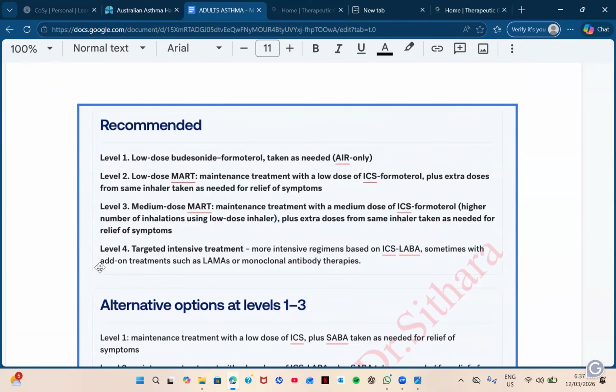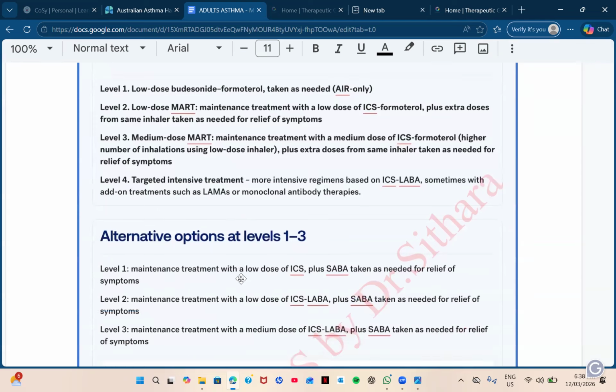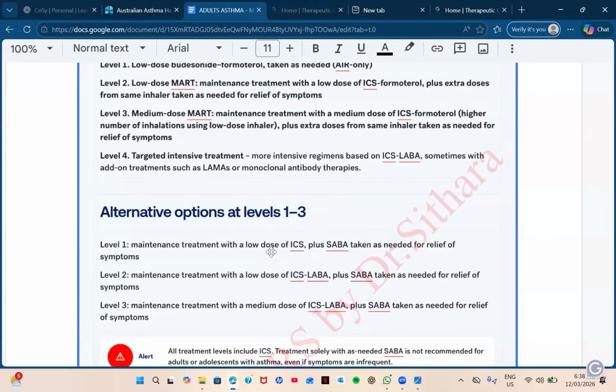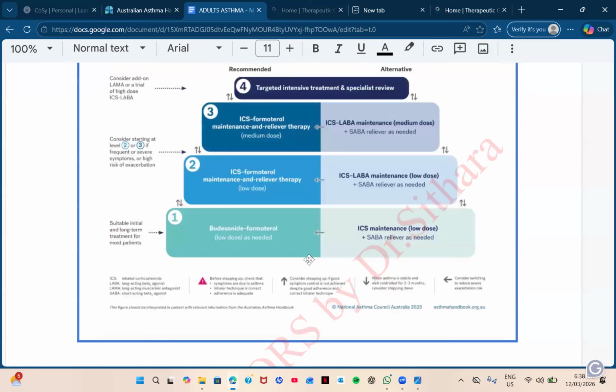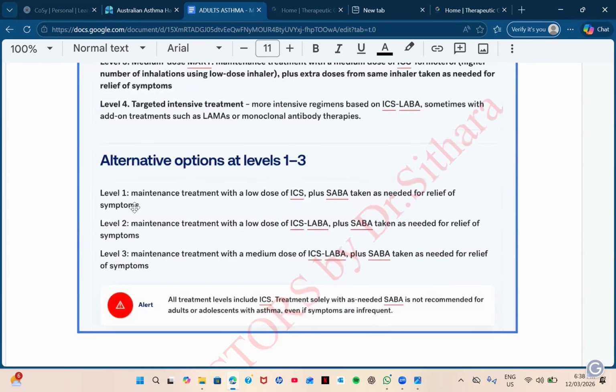So here, the target is intensive treatment, a more intensive regime based on ICS, LABA, sometimes with add-on treatments such as LAMAs or monoclonal antibody therapy. So what are the alternative therapies here? Alternative maintenance treatment with low dose ICS plus SABA taken as needed for relief of symptoms.